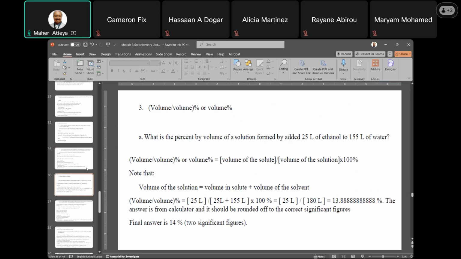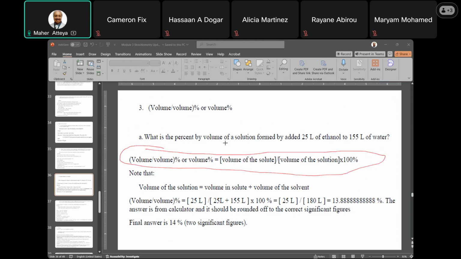Volume to volume is the same thing. Volume to volume percentage, or volume percentage, is the volume of the solute on the top divided by the volume of the solution. What is the volume of the solution? It is made of the volume of solute plus the volume of the solvent. So you can have two sub-formulas the same way. The question here is given to you volume to volume. What's the percentage by volume is the formula here. You can make these two sub-formulas.